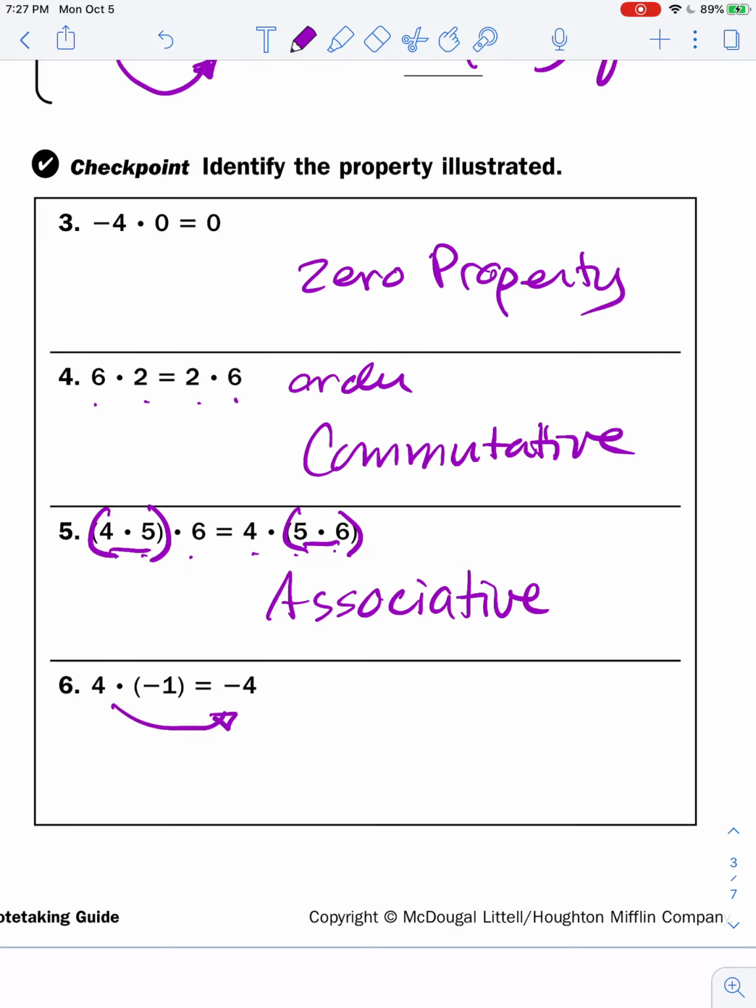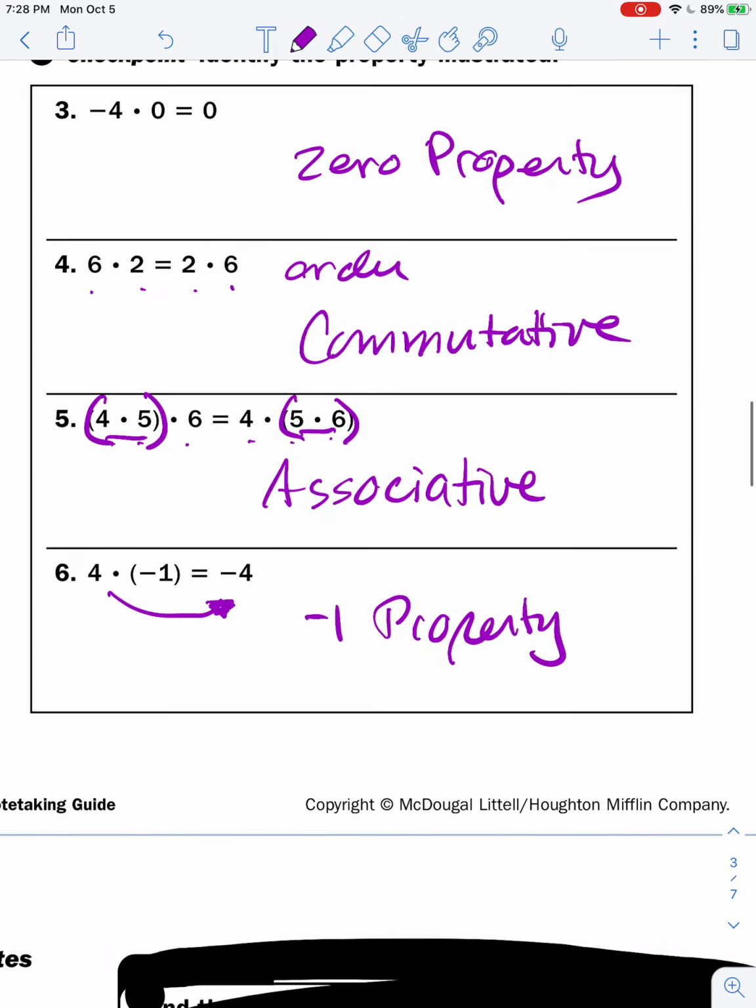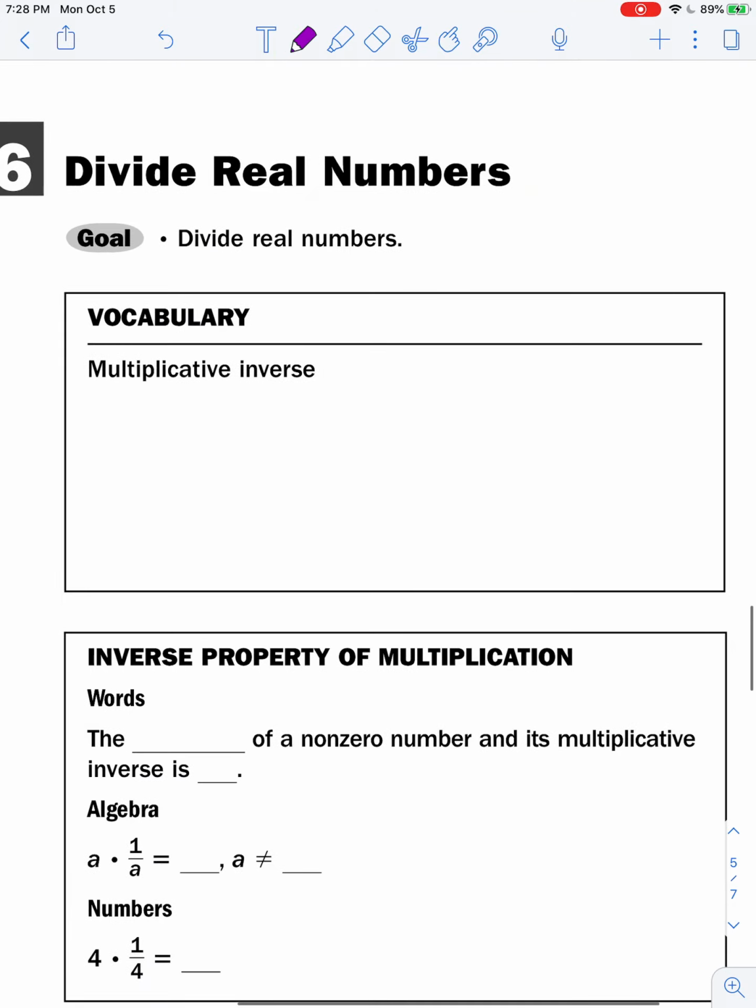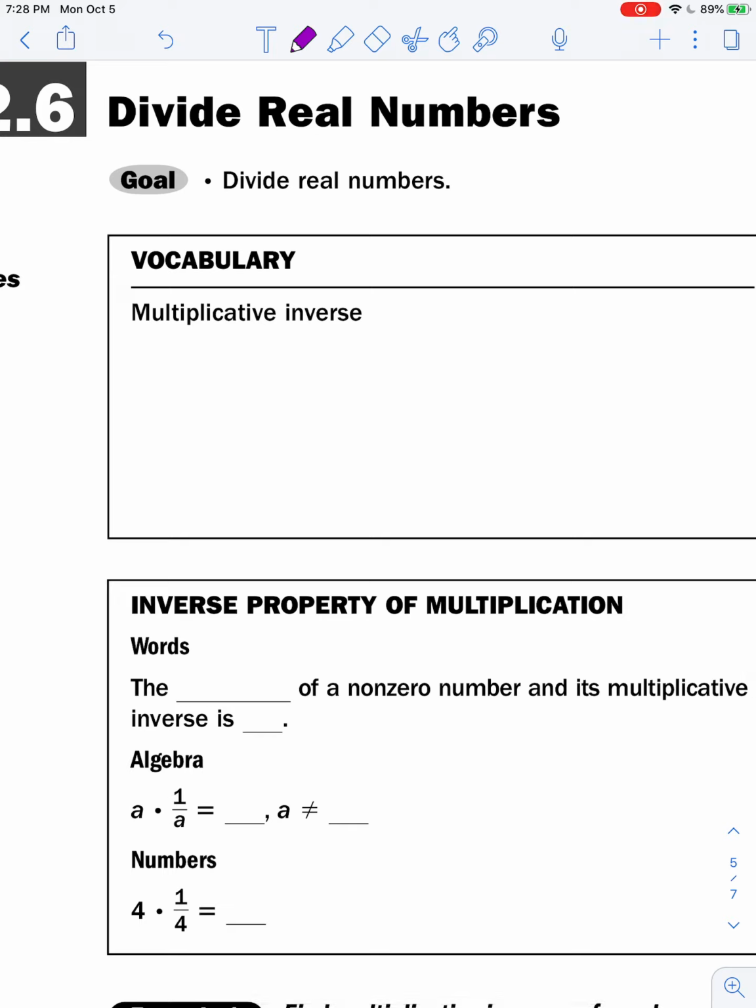And lastly, they used a -1 to swap the sign out, and that's just our -1 property, which is not a very creative name, but that is what it is. Okay, so we're going to skip all that because that's just more of the same. So let's talk about dividing.